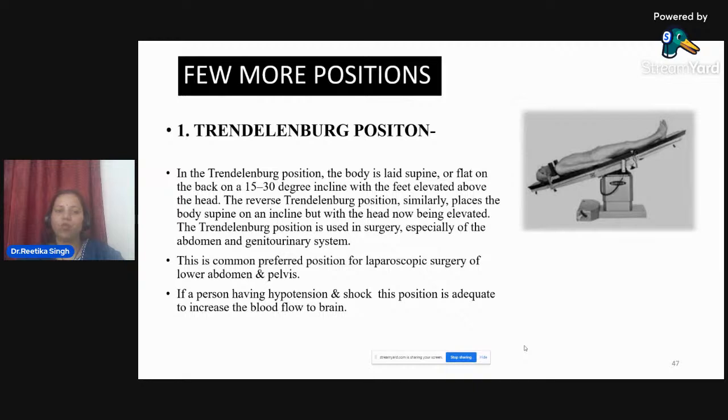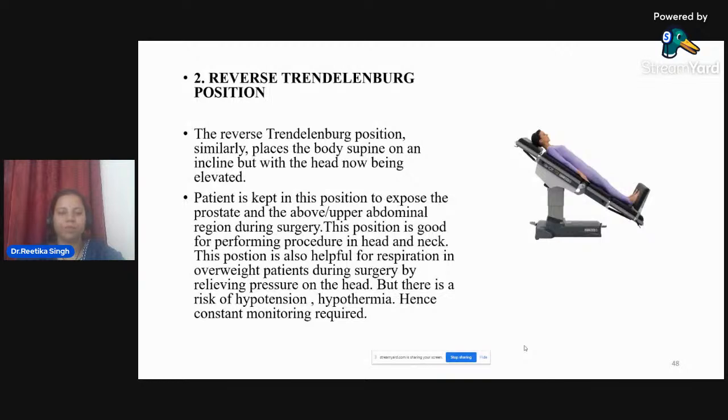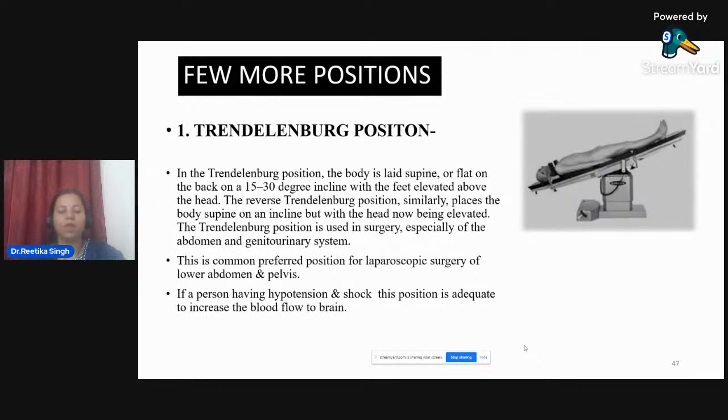There are a few more positions, like the Trendelenburg position. In this, the body is laid supine, flat on the back, on a 15 to 30 degree incline, as you can see in the image, with the feet elevated above the head. This position is used for laparoscopic surgery of the lower abdomen and pelvis.